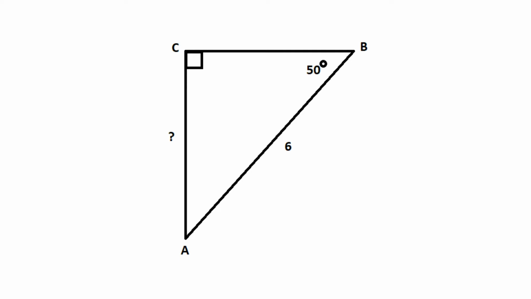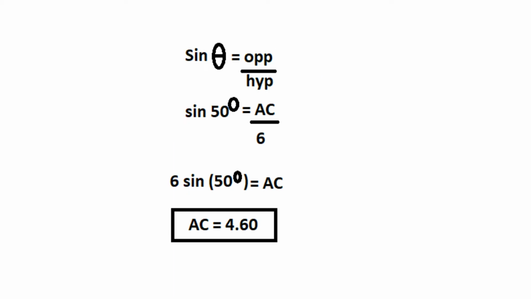Let us now solve for the unknown. Sine of B equals opposite over hypotenuse. Sine of 50 degrees equals AC over 6. 6 times sine of 50 degrees equals AC. Multiply both sides by 6, so 4.60 equals AC.